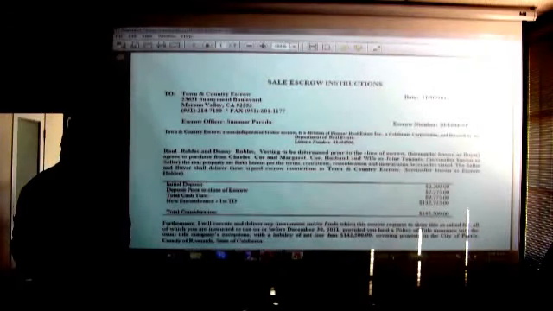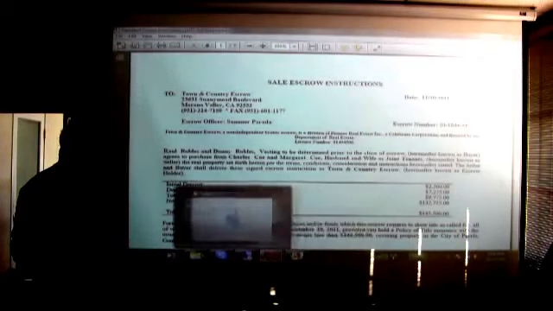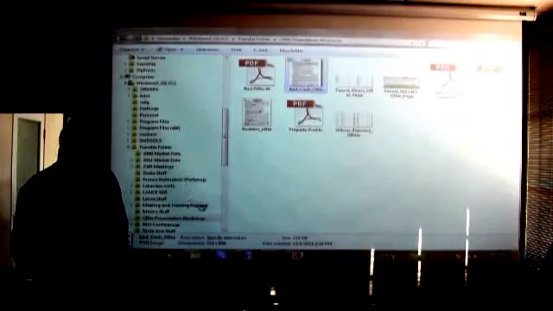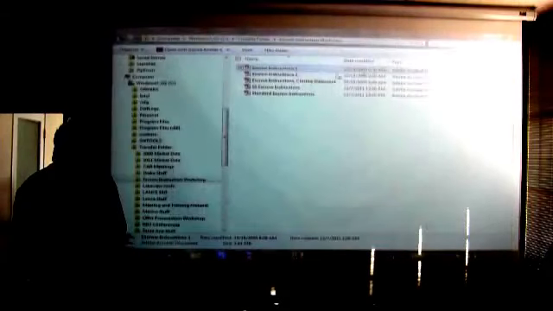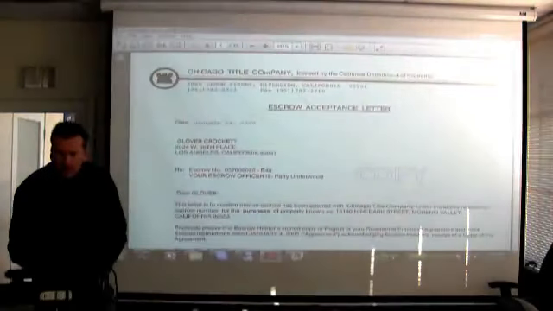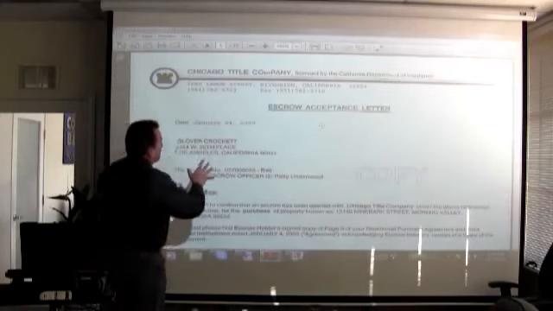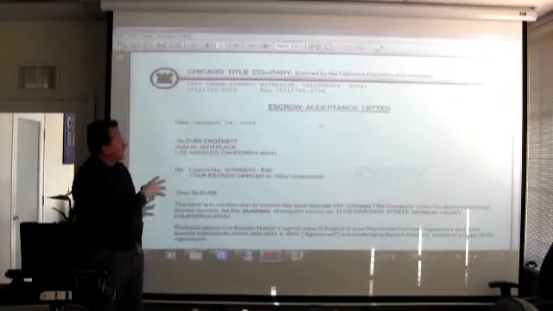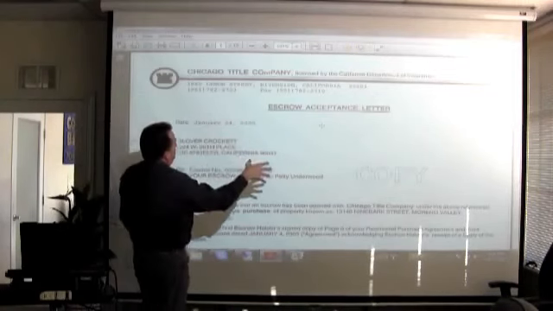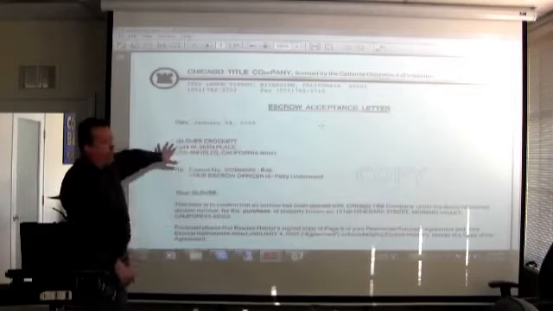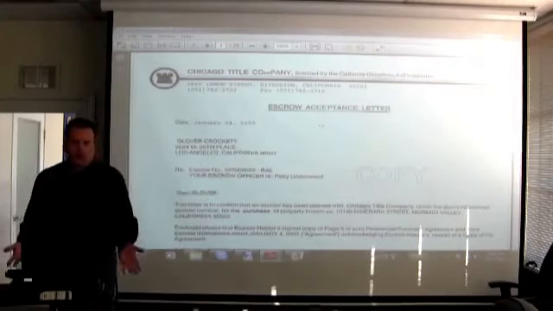Okay? So for example, let me show you a different way of doing it. If you have an escrow company that will use the purchase contract as the escrow instructions, you will get instructions that look a little bit more similar. Let's try this one. Okay. You'll get an instruction that looks more similar to what this is. And this is an escrow acceptance letter from Chicago Title. Again, this is an old one. This goes back to 2005, but more or less it's the same.